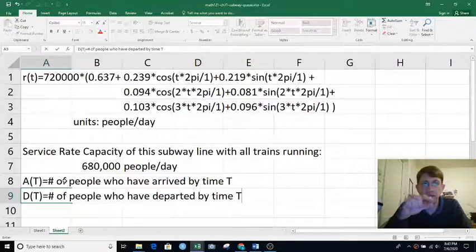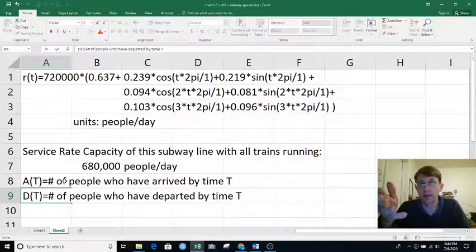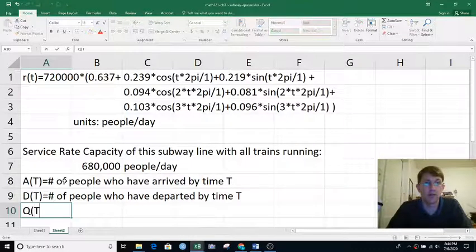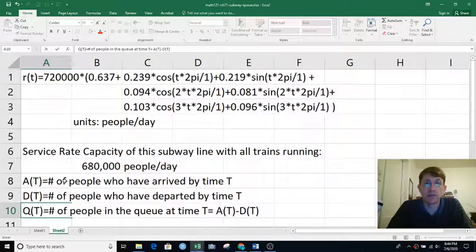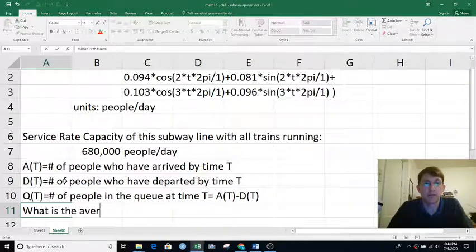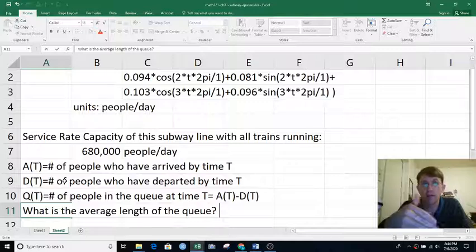And if those are the same, then there's nobody waiting. But if A of t is larger than D of t, then more people have arrived than have left, so we have people standing around waiting. That would be a queue of people, right? So Q of t would be the number of people in the queue, the waiting line at time t, which is A of t minus D of t. And we might want to say, what's the average length of the waiting line? And we might want to say, what's the average wait per person?